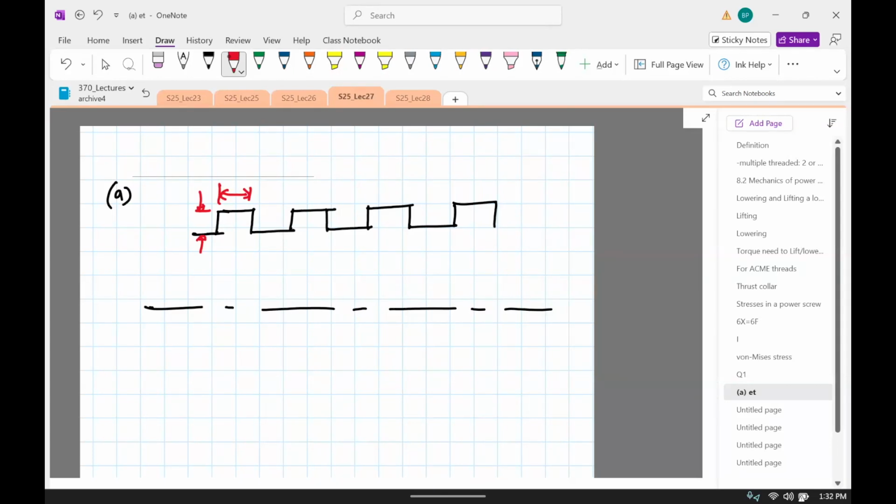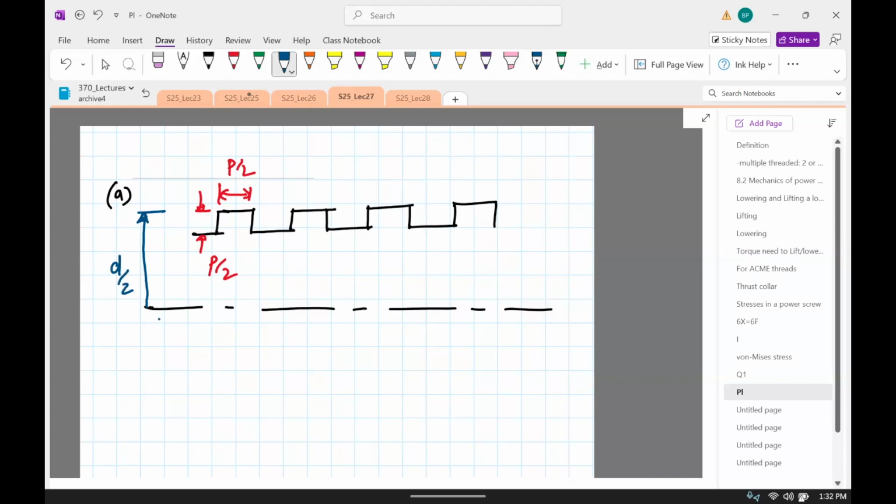This will be P divided by 2, pitch divided by 2. This will also be pitch divided by 2. There are some diameters which we need to consider. This is the major diameter. But since I drew from the distance from the axis, this is really D divided by 2, right?